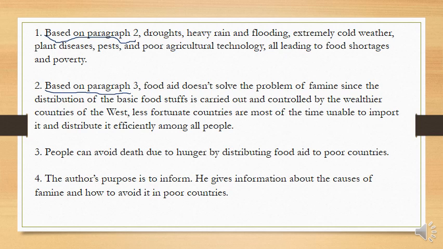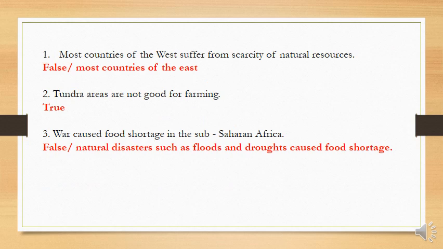We still have one more question, I guess. Yes, the question of the true false. As you can see here, I corrected the statements. Most countries of the West suffer from scarcity. We said most countries of the East, which is mentioned in paragraph 2. Tundra areas are not good for farming, which is mentioned in paragraph 3, and this is true. The last one, war caused food shortage in sub-Saharan Africa. This is false because the natural disasters such as floods and droughts caused food shortage. So this statement is false.